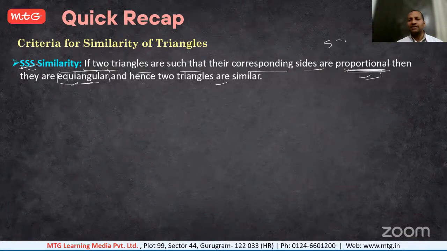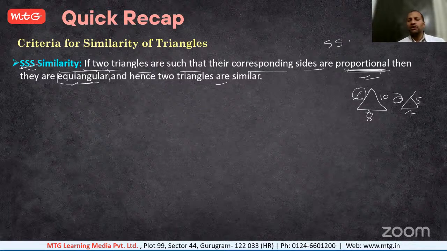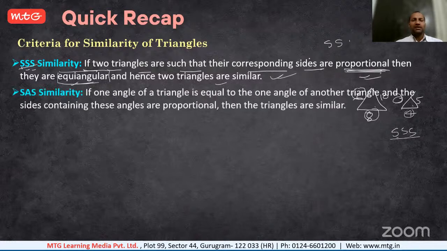Like in the starting example, this is a small triangle. This is 6, this is 3, this is 8, this is 4, and this is 10, this is 5. So the ratio of the three sides is equal: 6 to 3, 2 is to 1, 2 is to 1, 2 is to 1. So these two triangles are similar by SSS, side, side, side, because the ratio of the three sides is the same. That is the first criterion.